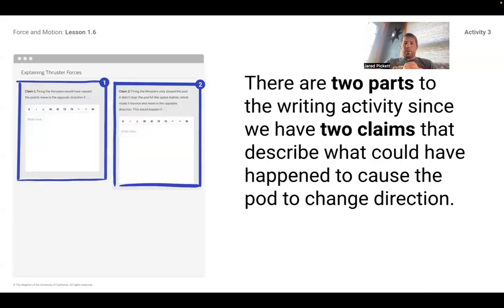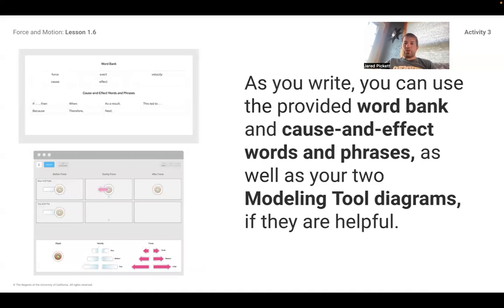So there are two parts to the writing activity because we have two different claims. Make sure that you use from your word bank, okay? And we have the modeling tool diagrams as well. So you have a lot of things that you can choose from, but I really want you to work on writing a really good cause and effect explanation for this.